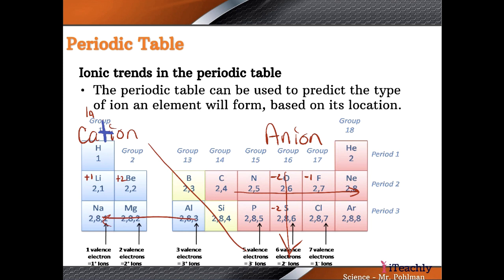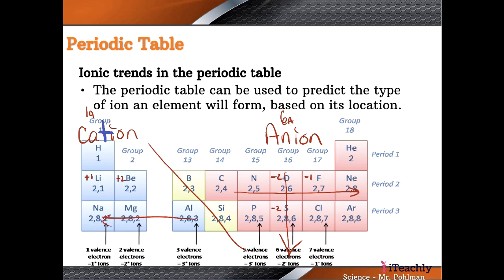The cations, whatever group they're in, they're going to tell you the same number of valence electrons that they need to lose. All group 1 needs to lose 1. All group 2 needs to lose 3. All group 6, group 6A right here, all of those need to gain 2 electrons.